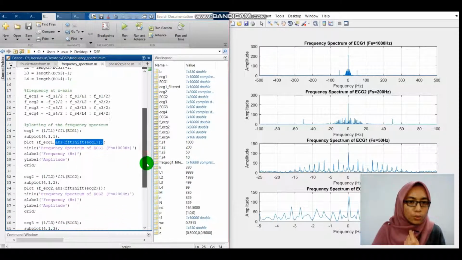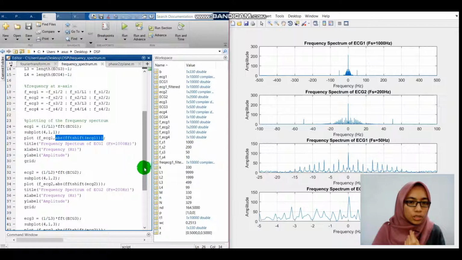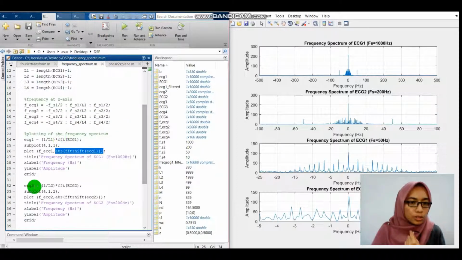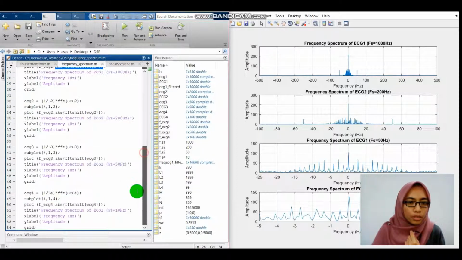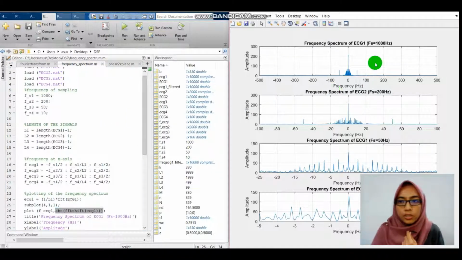And then we repeat the same method for each of the ECG signals. And this is the result for each of the ECG.